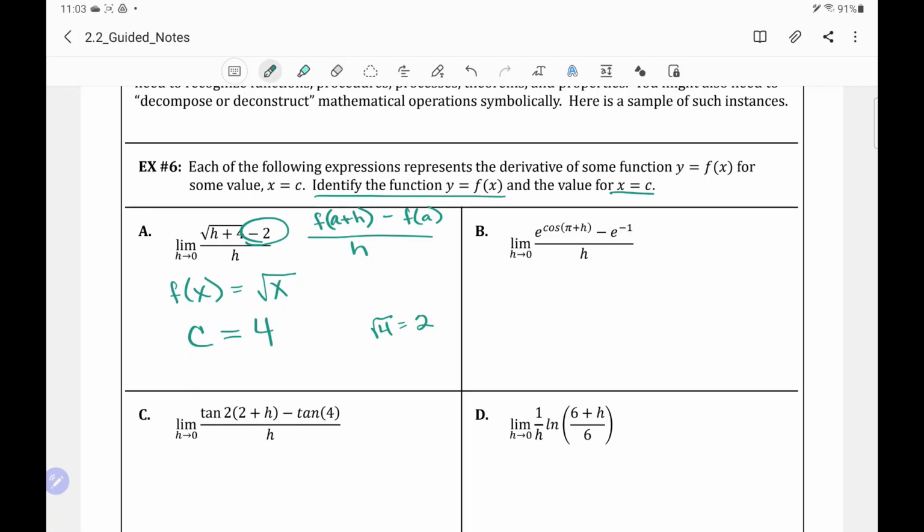What's being added to h? Pi plus h. Well, here's something to think about. What is cosine of pi? If you remember on your unit circle, cosine of pi is negative 1.